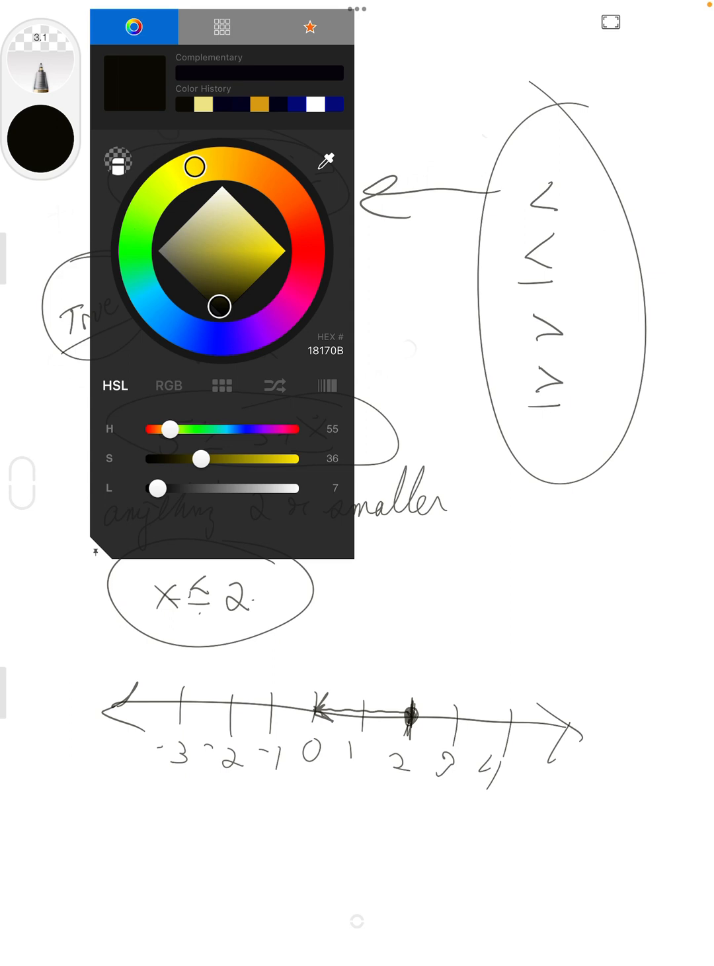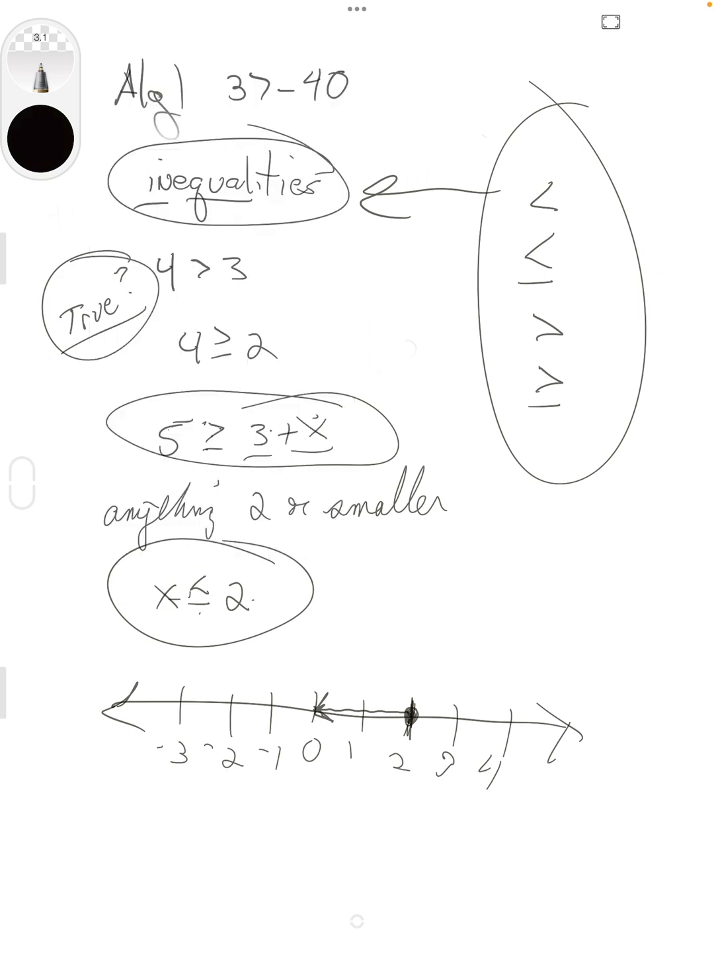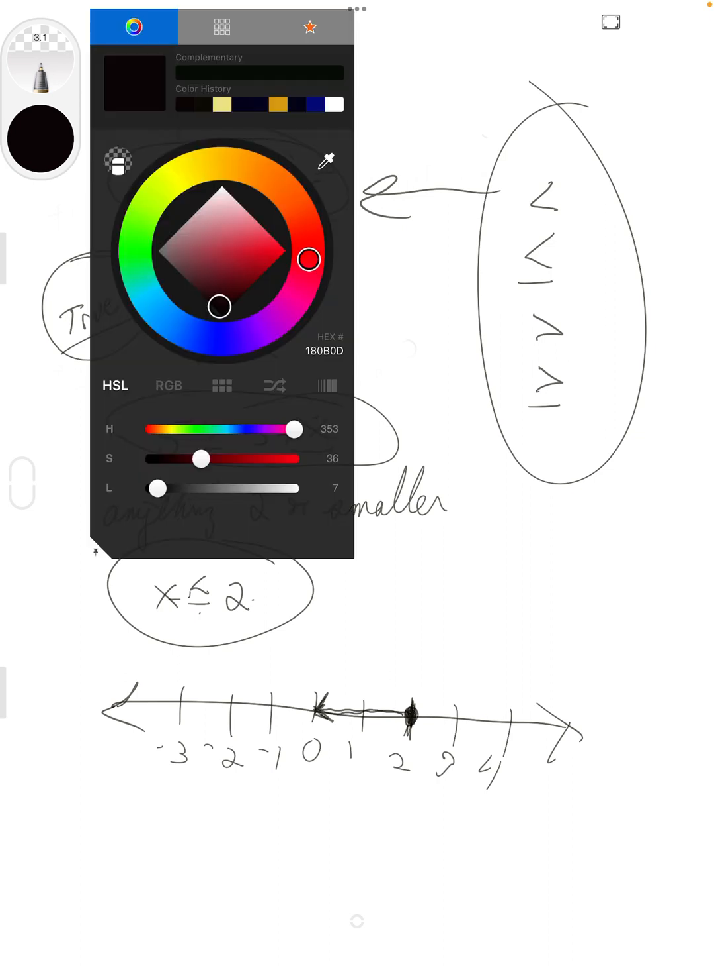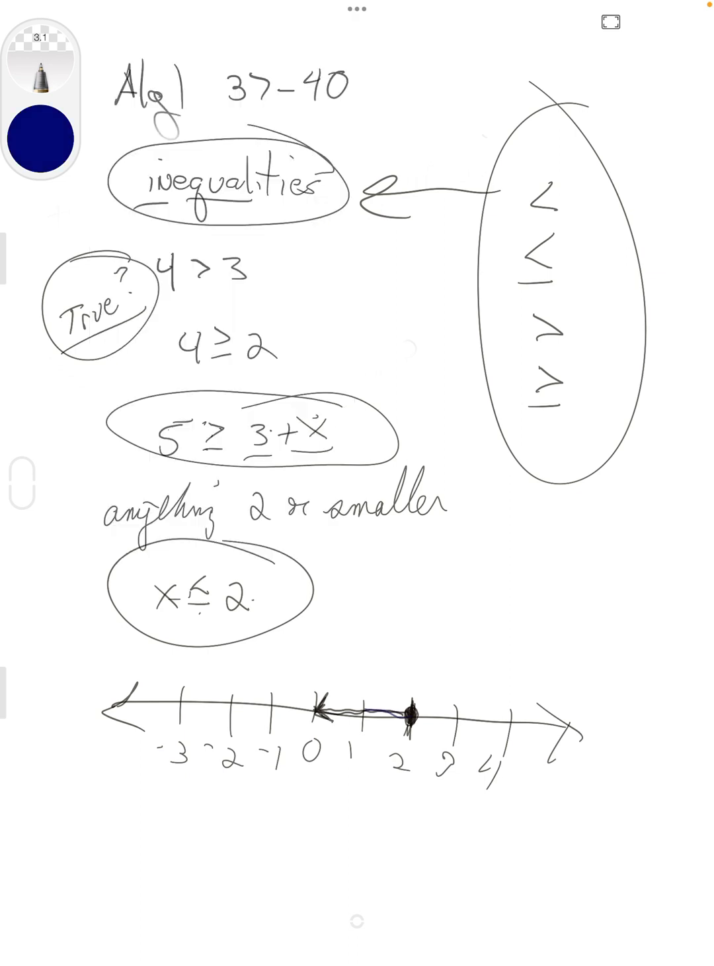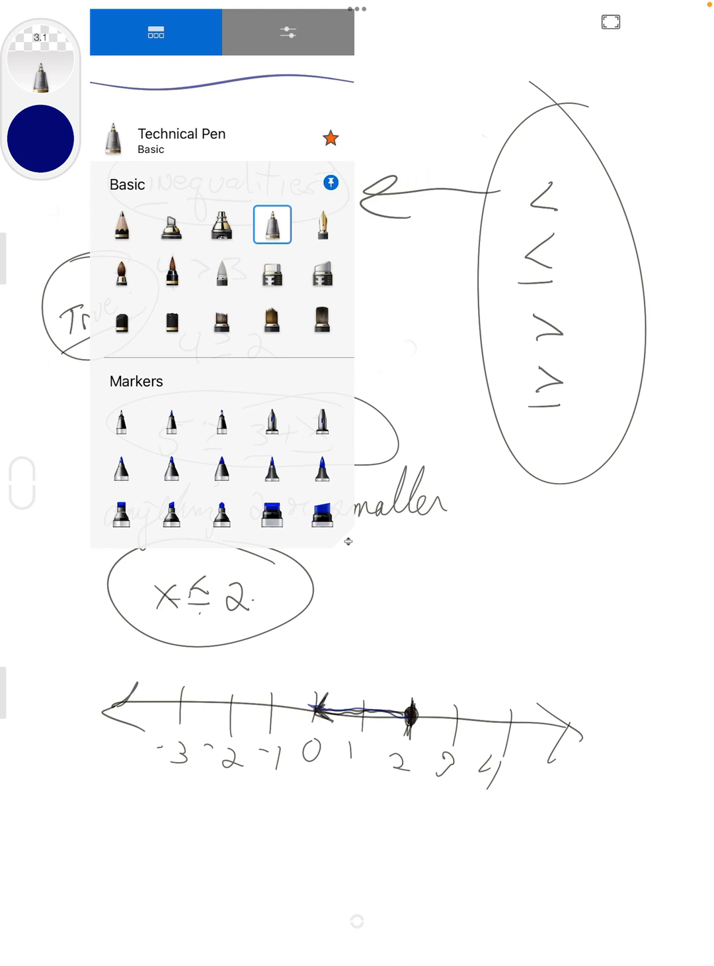Or better yet, let me just throw a different color on you. Pink. So it would be red. Well, that almost worked. Anyway, never mind that. There we go. Blue. Well, that didn't work either. But that's okay. We don't care. We're going to stick with that.